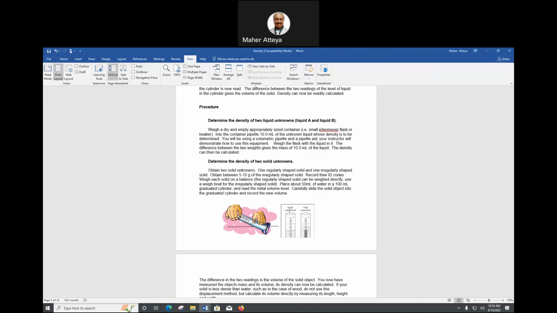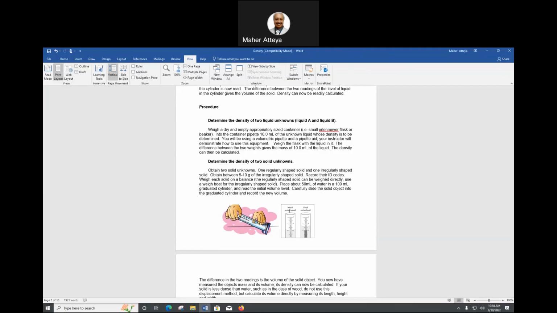So how do we do this? Well, it turns out to be straightforward. You take a dry empty container. You use a small beaker, or you can use an Erlenmeyer flask.